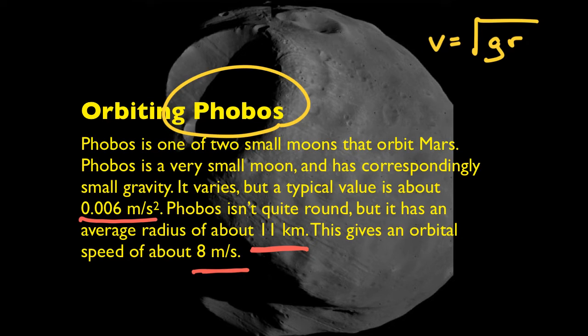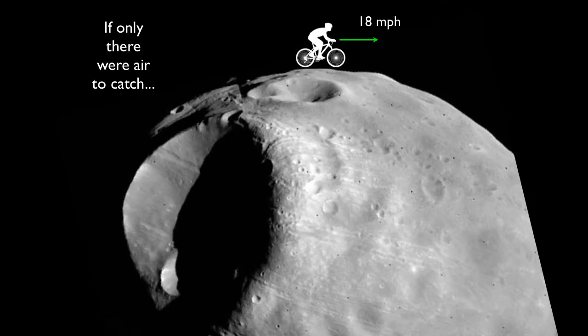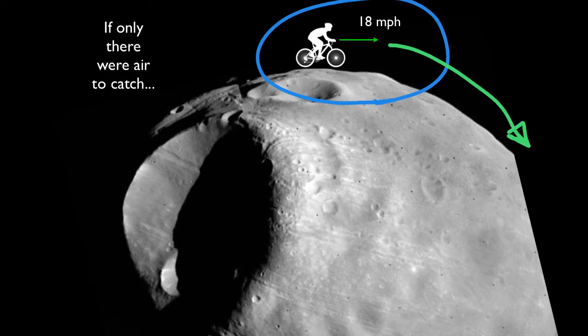So something that I would dearly love to do would be to go to Phobos, get on a bicycle, and if you can ride a bicycle at 8 meters per second, which is about 18 miles per hour, and I can ride a bicycle at 18 miles per hour, you would achieve liftoff. You would go into orbit. You would be going so fast you would actually go in an orbit around Phobos and would not come back. And that just sounds amazing. So mountain biking on Phobos is on my bucket list.